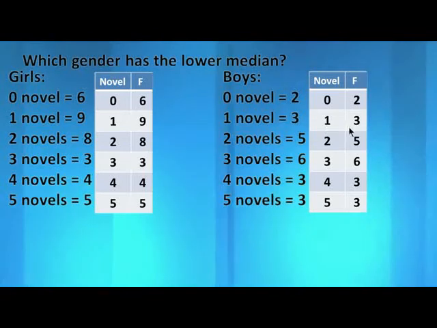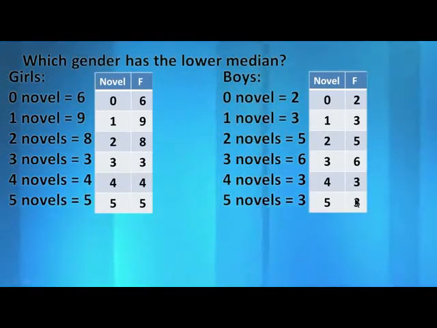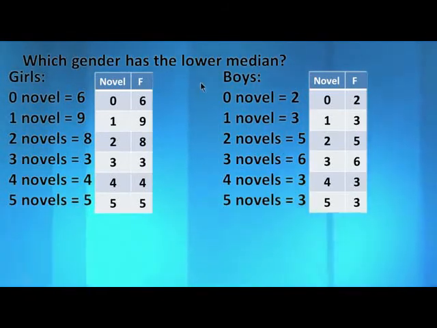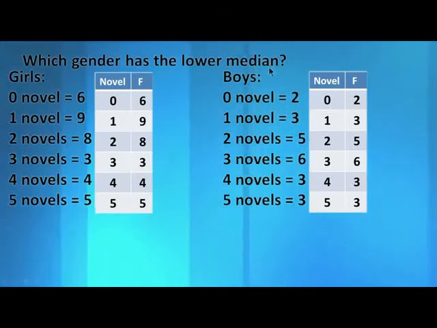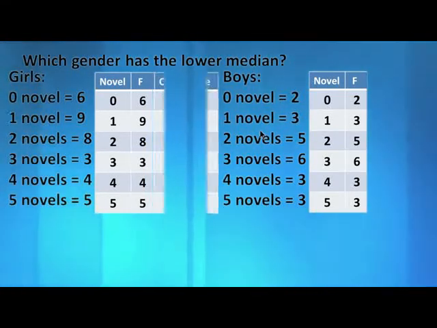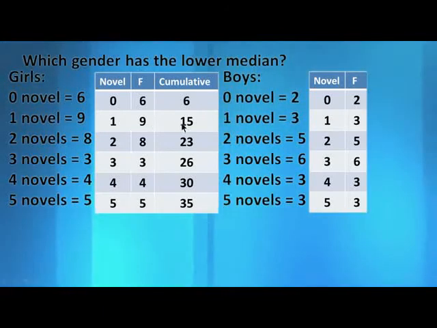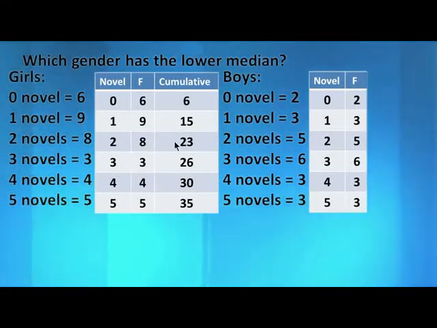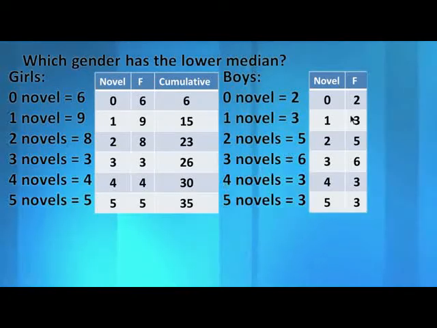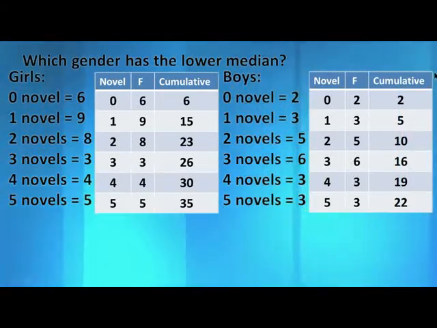1 novel, there are 3 boys, and so on. Now, in order to find the median of each girls and boys, you have to find the cumulative. So start from 6, the frequency. 6 plus 9 equal to 15. 15 plus 8 equals 23, and so on down here. And you can do the same trick to find the cumulative of the boys.